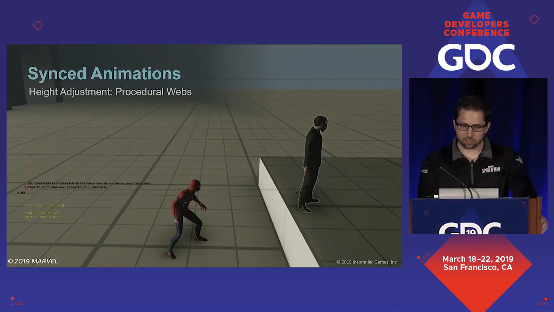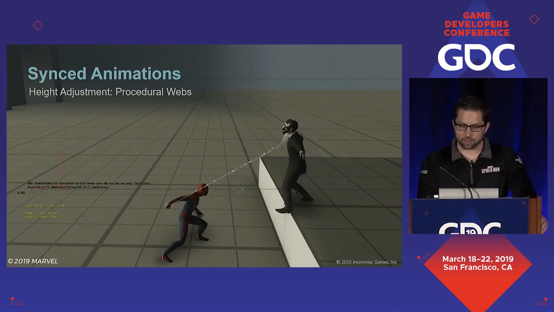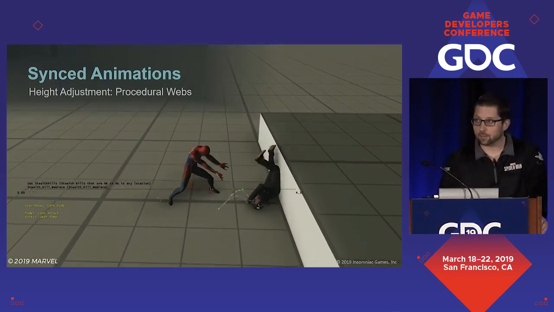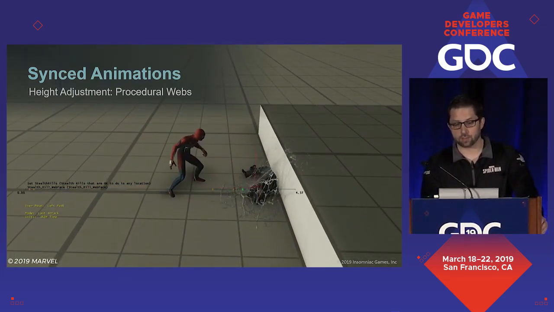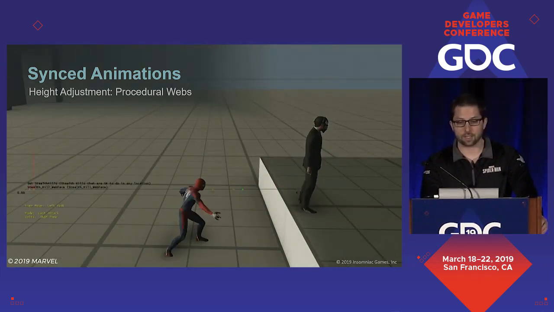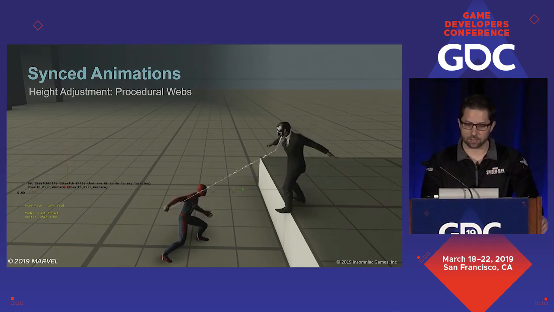In other cases, we can make use of webbing to handle the fact that the characters aren't at matching heights. In this case, the webs are animated, and then we procedurally alter them joint by joint so that they match where their final transforms would be if our sync joint was properly aligned.